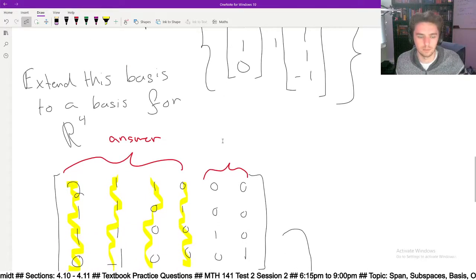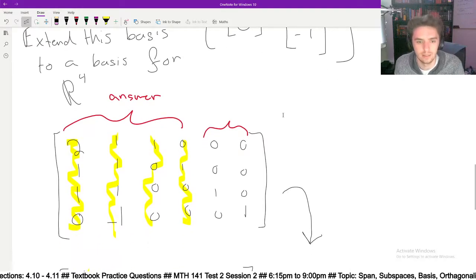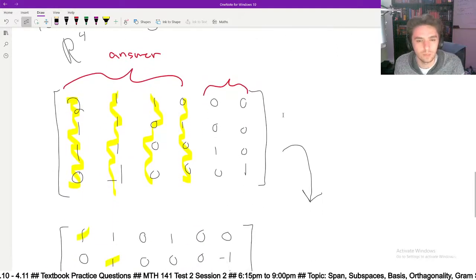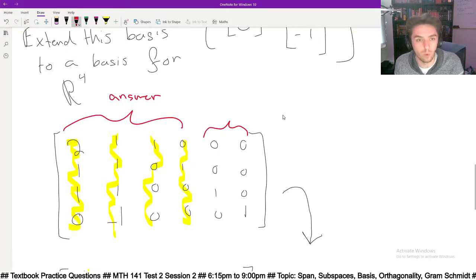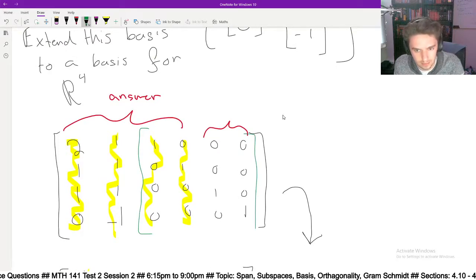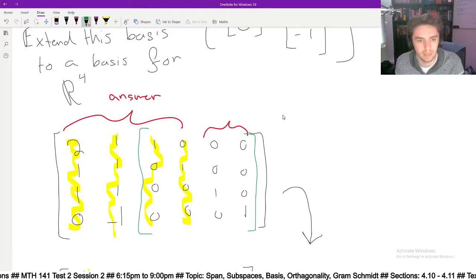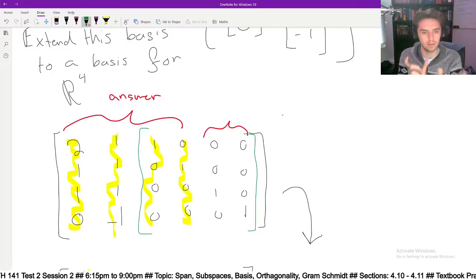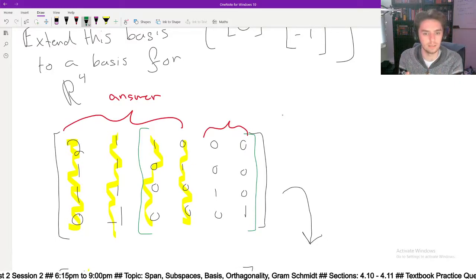Because any basis for R4 is going to have 4 vectors in it. Does that make sense? So what I did is I took one basis I already know. I know this is a basis, right here, right? And I stuck on the 2 vectors that I want to be in the basis.